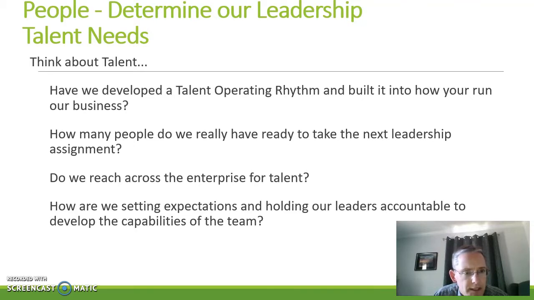And then think about talent too. Have we developed a talent operating rhythm that helps us with that business? Not just moving the business on a year-by-year basis, but having the talent to change on a year-by-year basis as well across the enterprise.